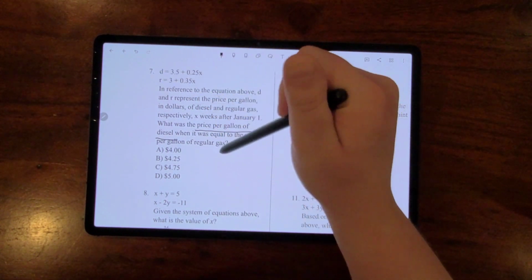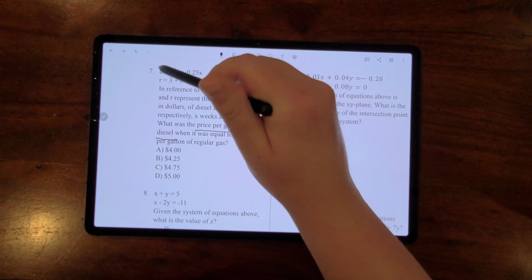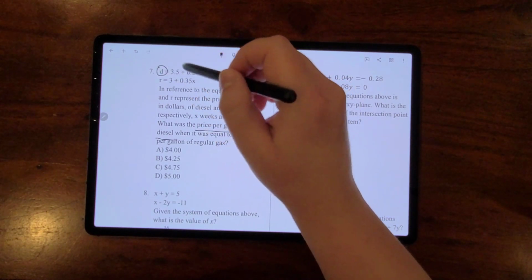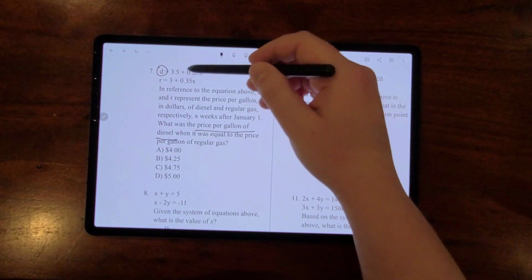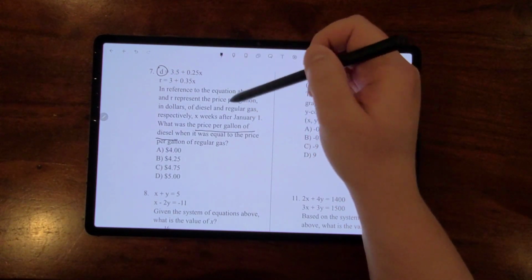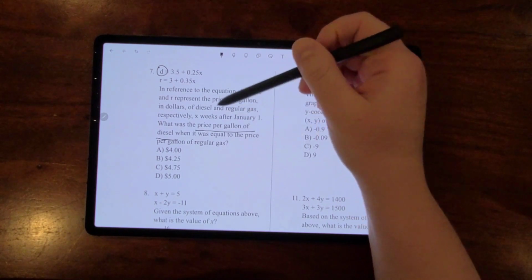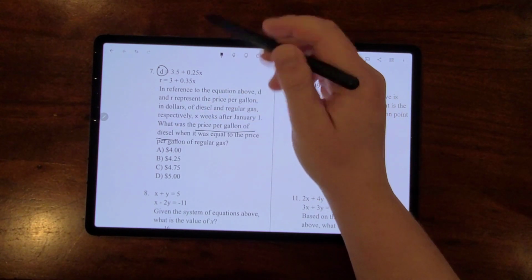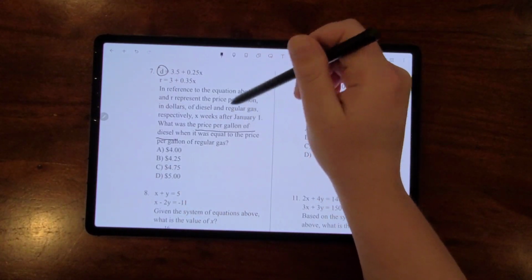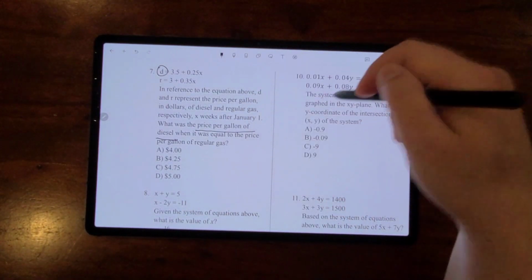So we want to know the price D of diesel when these equations are equal. So first I need to figure out what is the x value that these are equal at, then I can plug in that x and solve for d. Now, if you don't underline what the price per gallon of diesel is, you might accidentally find x and be like, I'm done. But that's not what they asked you to find. They asked you to find d. So you gotta be careful with that.